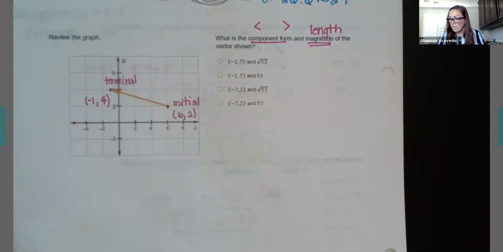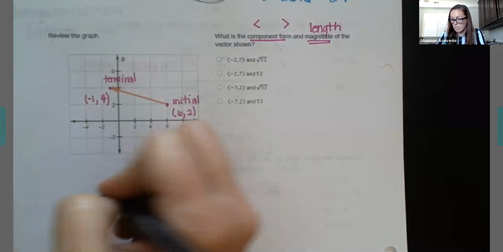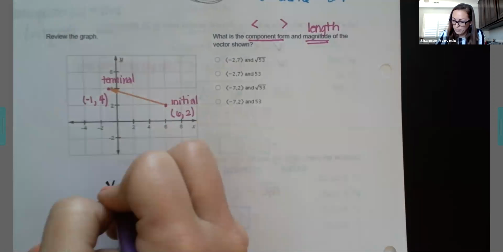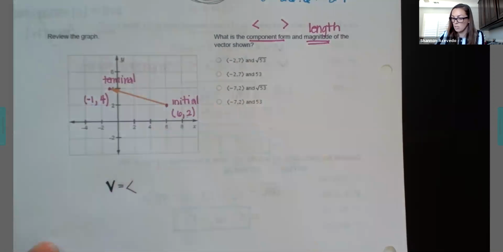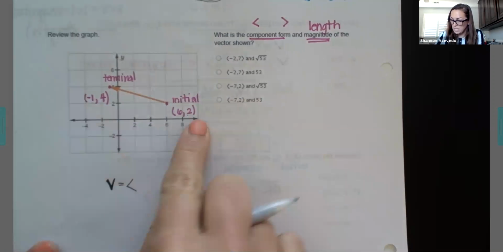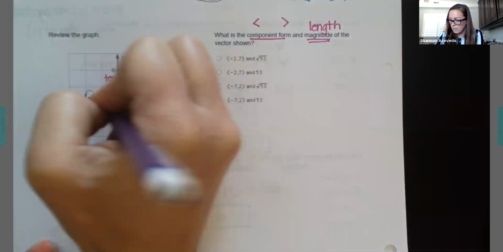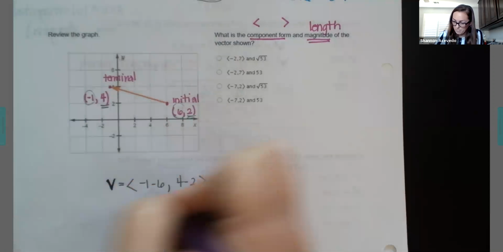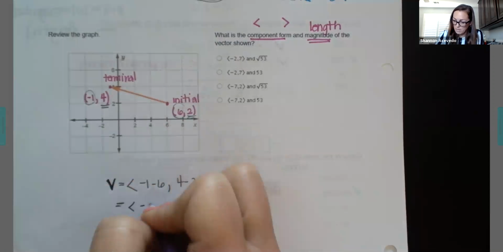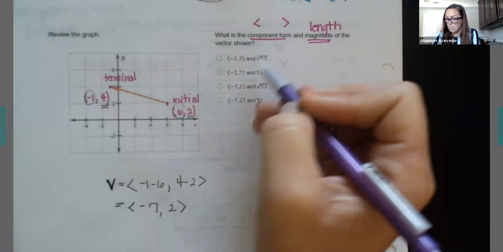When I want to find the component of this vector, put it in component form, remember, it's the terminal side minus the initial every time. Terminal minus initial. So it's -1 minus 6. The first points go together, the second points will go together. So then it's going to be 4 minus 2. And I get -7, 2. So I can see here my component form.